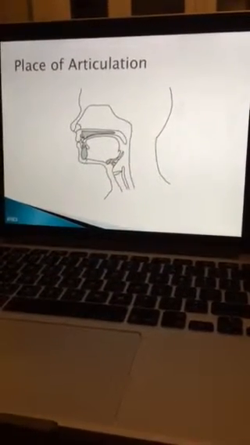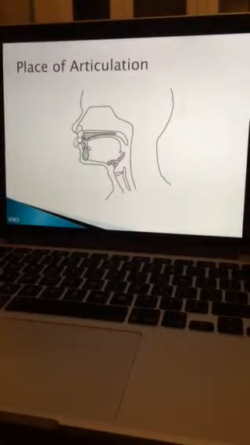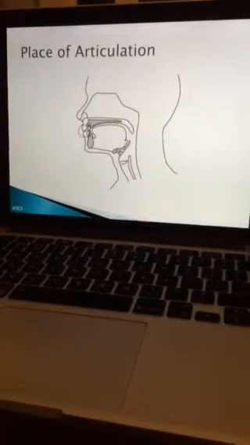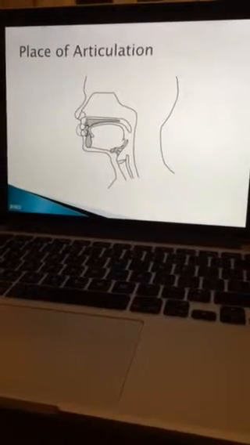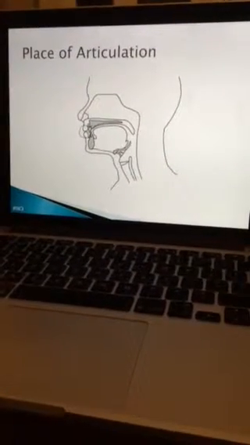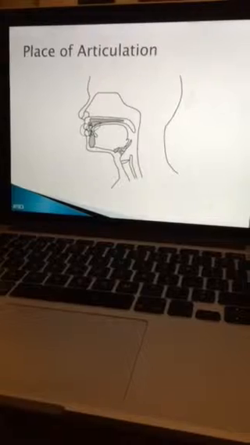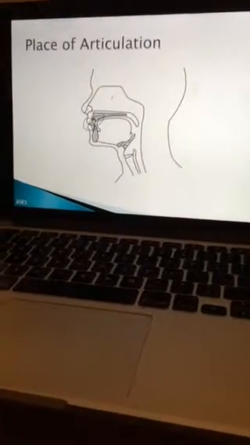Bilabial. This is a sound made with two lips. An example of this is p. Labial dental is the lips and upper teeth are touching. An example of this is f.